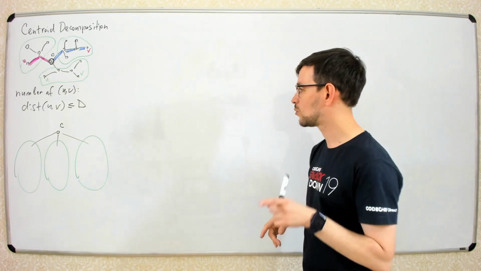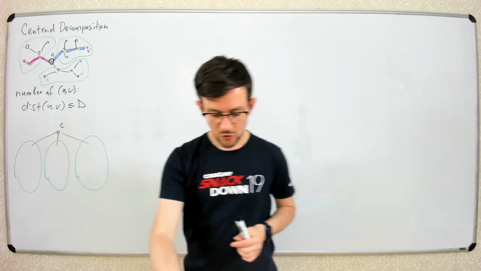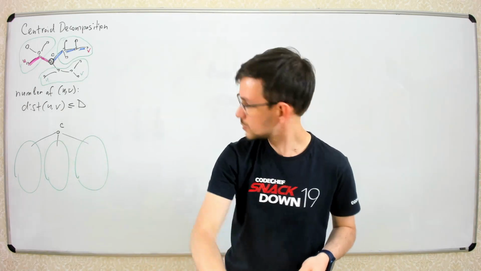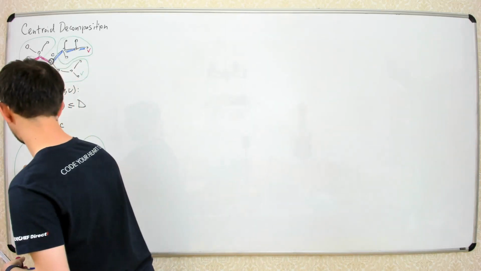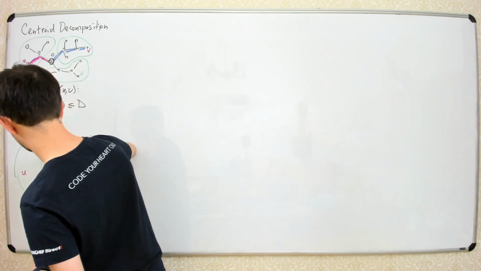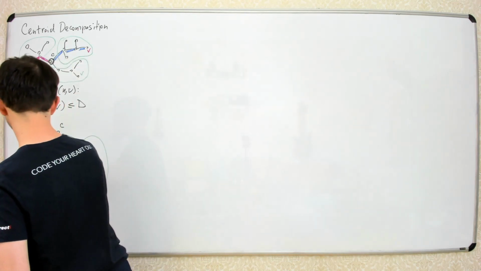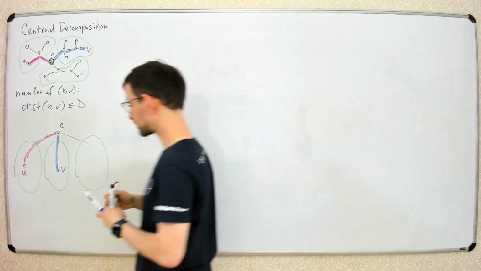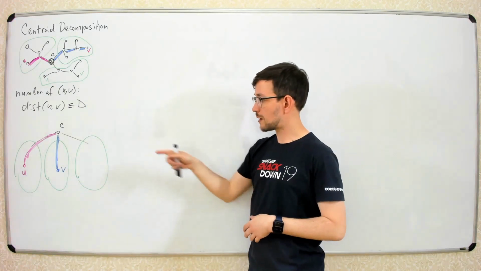Let's wait a little. So now I want to calculate the number of pairs U, V. Now let's use the same markers again. So I want to have vertex U here and let's say vertex V here, and the sum of these distances, this distance plus this distance, should be no more than D. So how to calculate the number of such pairs?